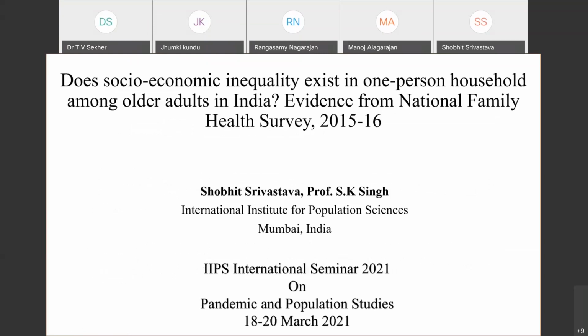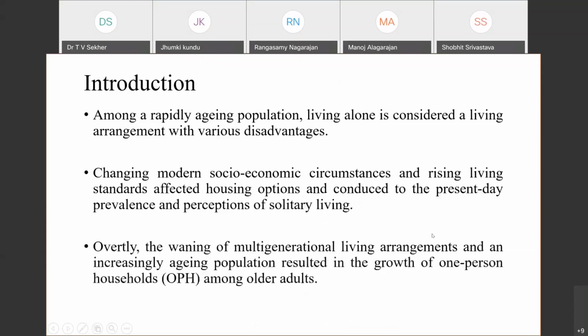I'm going to present my paper on the topic entitled Does Socioeconomic Inequality Exist in One-Person Household Among Older Adults in India? Evidence from National Family Health Survey 2015 and 16. Coming on to the introduction, among a rapidly aging population, living alone is considered a living arrangement with various disadvantages.